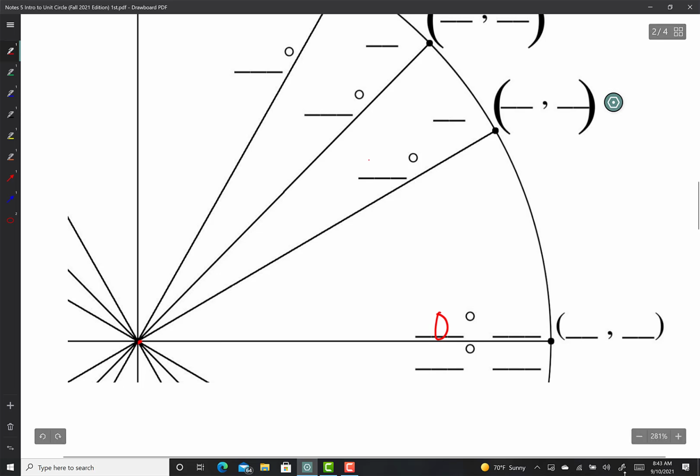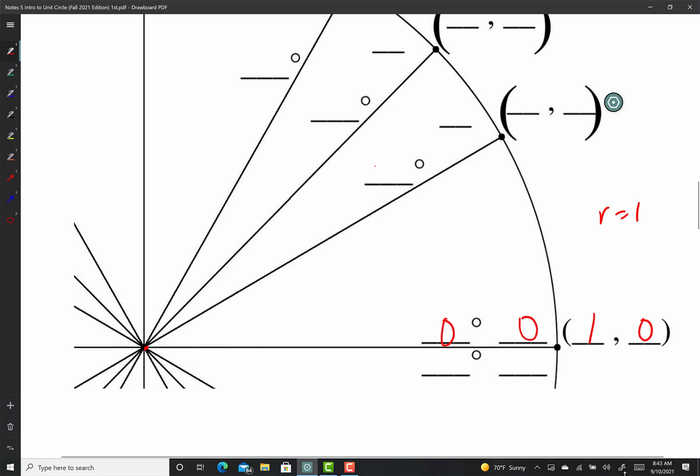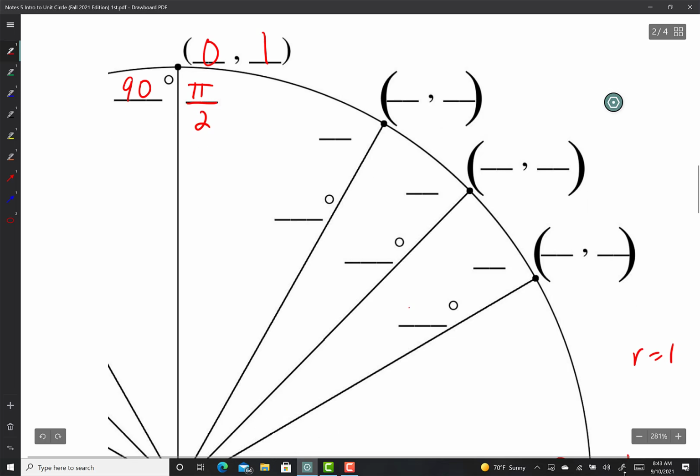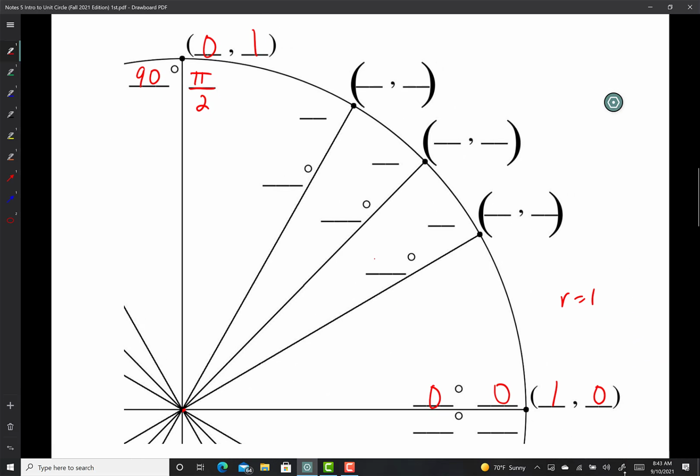Let's go ahead and fill in the stuff that we know for a fact. We know that the radius is 1. So if the radius is 1, that means that coordinate is 1, 0. This on the right means radians, so that's 0 radians. And then we know, obviously we just did these 3, but don't fill it in yet. That's 90 degrees, which is the same thing as pi over 2. And this has to be 0, 1. So at the moment, you just have that much.